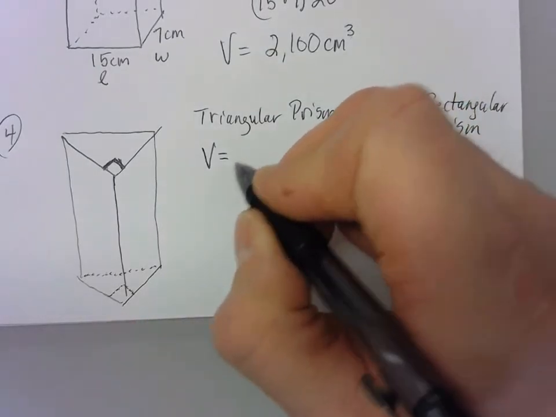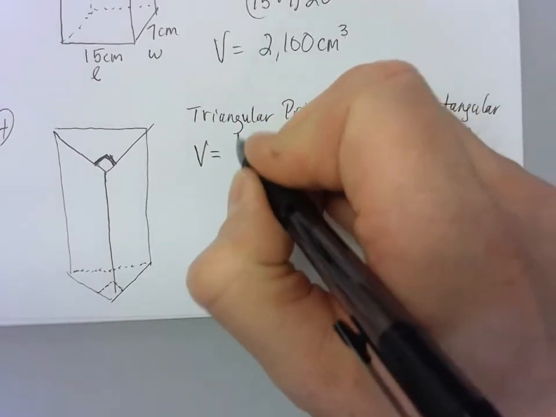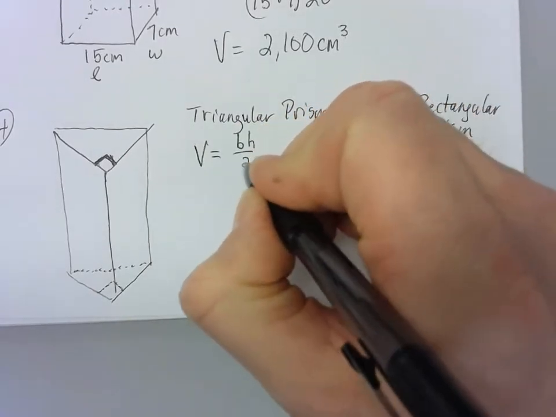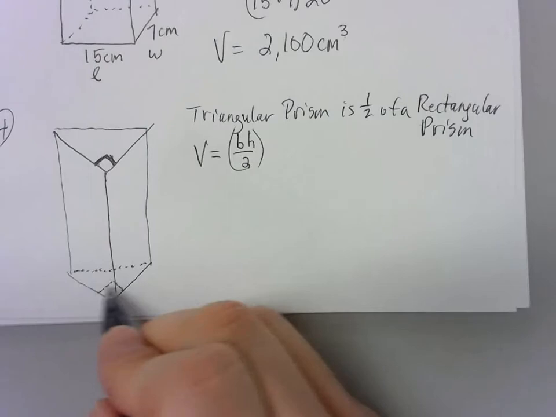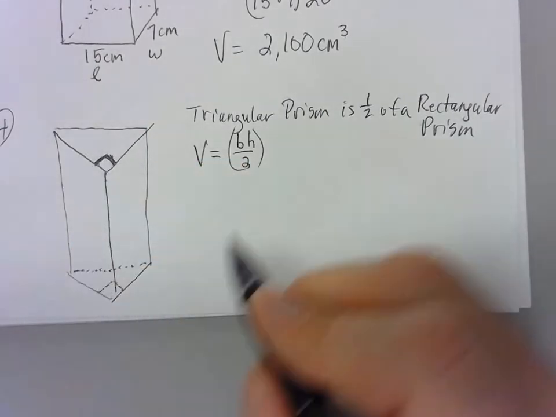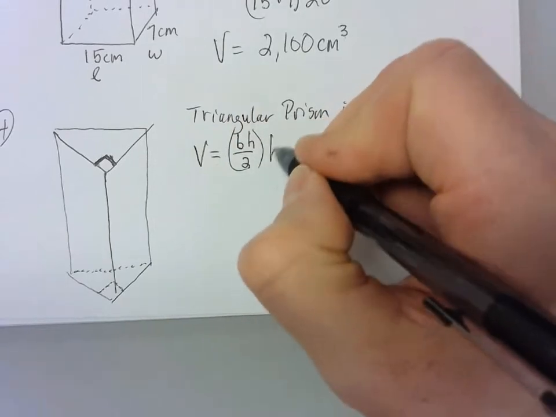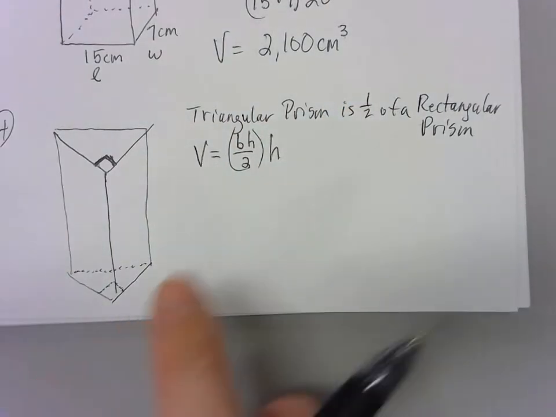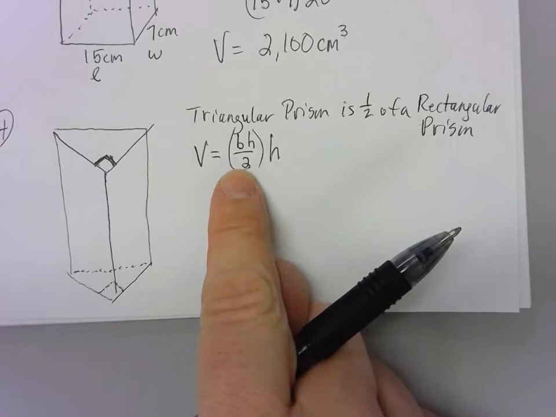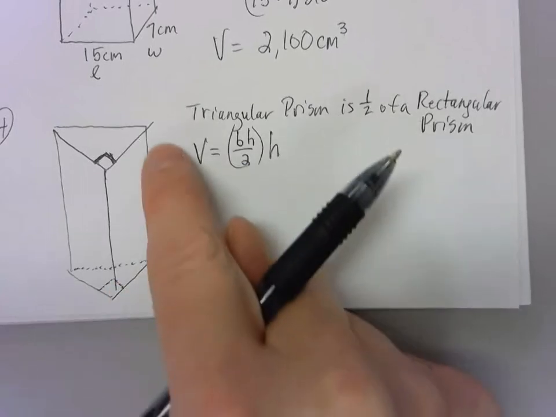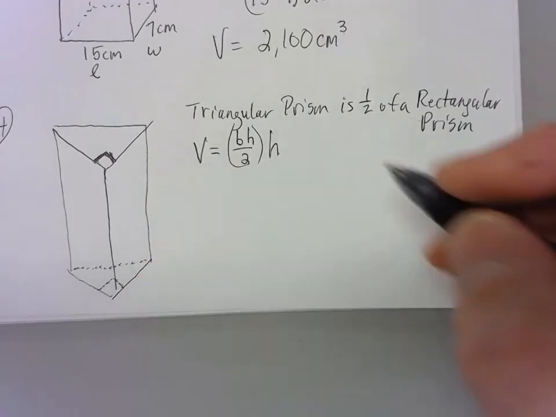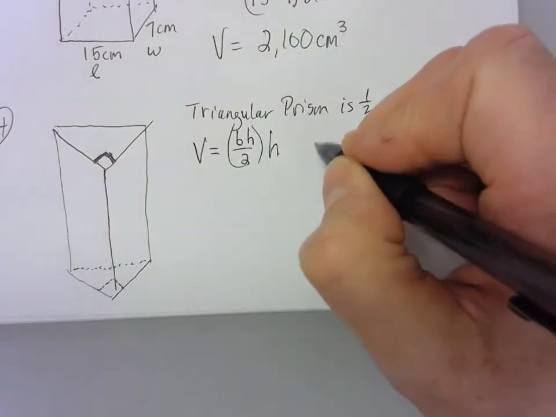So you would do base times height divided by 2 to get the area of the triangle, either here or there. And then you'd have to multiply it by the height of the whole thing. So that's one way you can write it, okay? That's giving you the base area, which is the area of the triangle. Then you multiply it by the height of the whole prism.